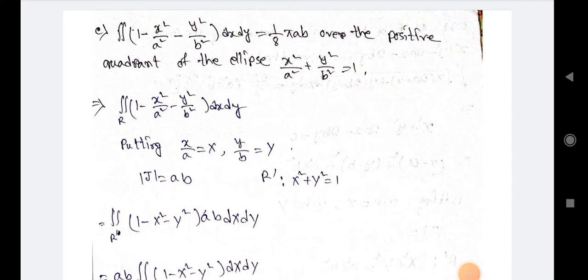Now start with this example. Double integration of 1 minus x square by a square minus y square by b square dx dy equals 1 by 8 pi ab, over the positive quadrant of the ellipse x square by a square plus y square by b square equals 1.